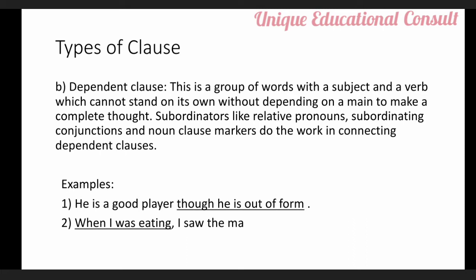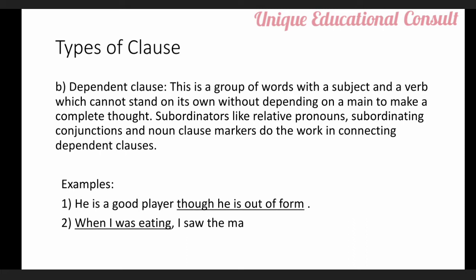And the reason why this cannot stand on its own is because of what is known as subordinators, like relative clause markers, subordinating conjunctions, and also noun clause markers. These are the words that connect dependent clauses to main clauses. Let's look at the examples that we have below.